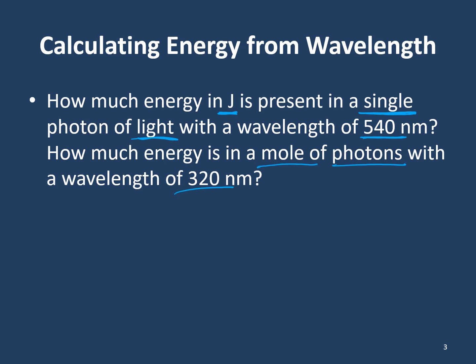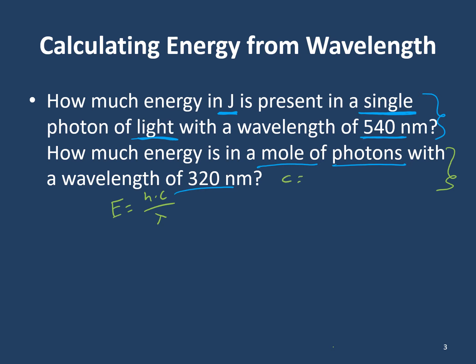So let's start with the first one. We'll just do this one first and then do this one second. They're separate problems. So I know that energy is equal to Planck's constant times speed of light over lambda. We saw this equation on the last page. I'll give it to you on the test. You don't need to memorize it.